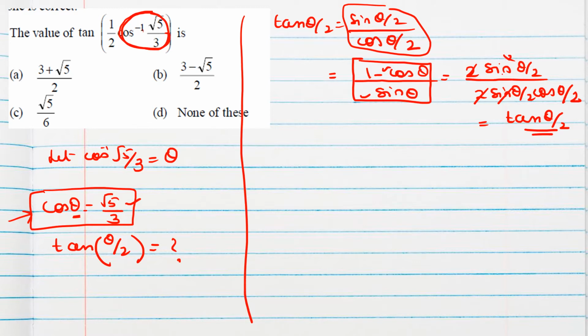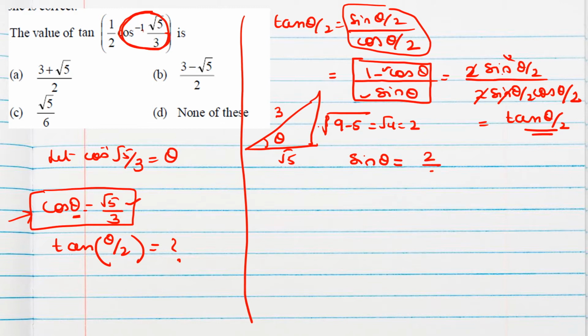Whether you use identity or triangle method to find sine theta. Identity you know, so I am going to explain triangle method. Let it be theta. So root 5 by 3 means we know adjacent side by hypotenuse. Now we can find the third side by using Pythagoras theorem. So it will be 9 minus 5, root 5 square will be 5, that is 4, which will be equal to 2. So sine theta we can find by opposite upon hypotenuse, that is 2 by 3. So this way we can do. This is called the triangle method.